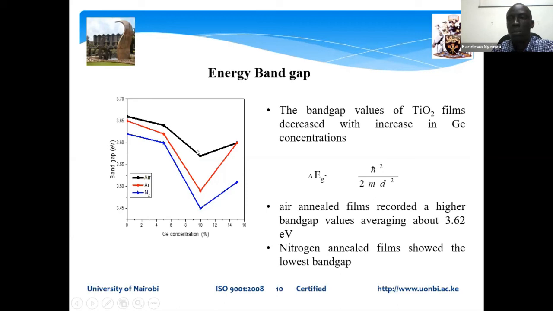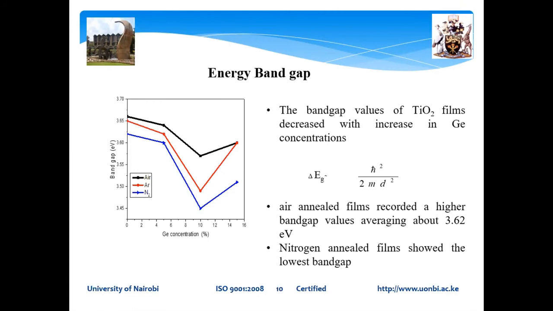We know that crystallite size has an inverse relation to the band gap. So this implies that as the crystallite sizes increase, we expect the band gap to decrease. But with further increase in the germanium concentration to 15%, we notice a rise in the energy band gap, and this could be attributed to the low number of localized states in the TiO2 structure, leading to an increase in the band gap.